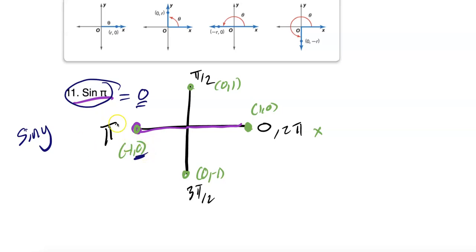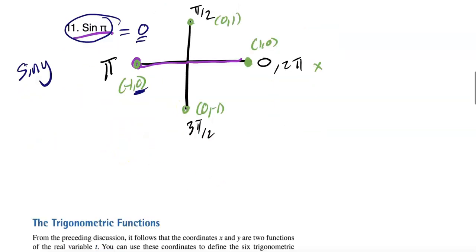So whatever the y value, anytime you have sine and you land on a point, it's always the y value. If you have cosine, it's always the x value. If you have tan, it's y over x. So that's how you do a quadrantal angle.